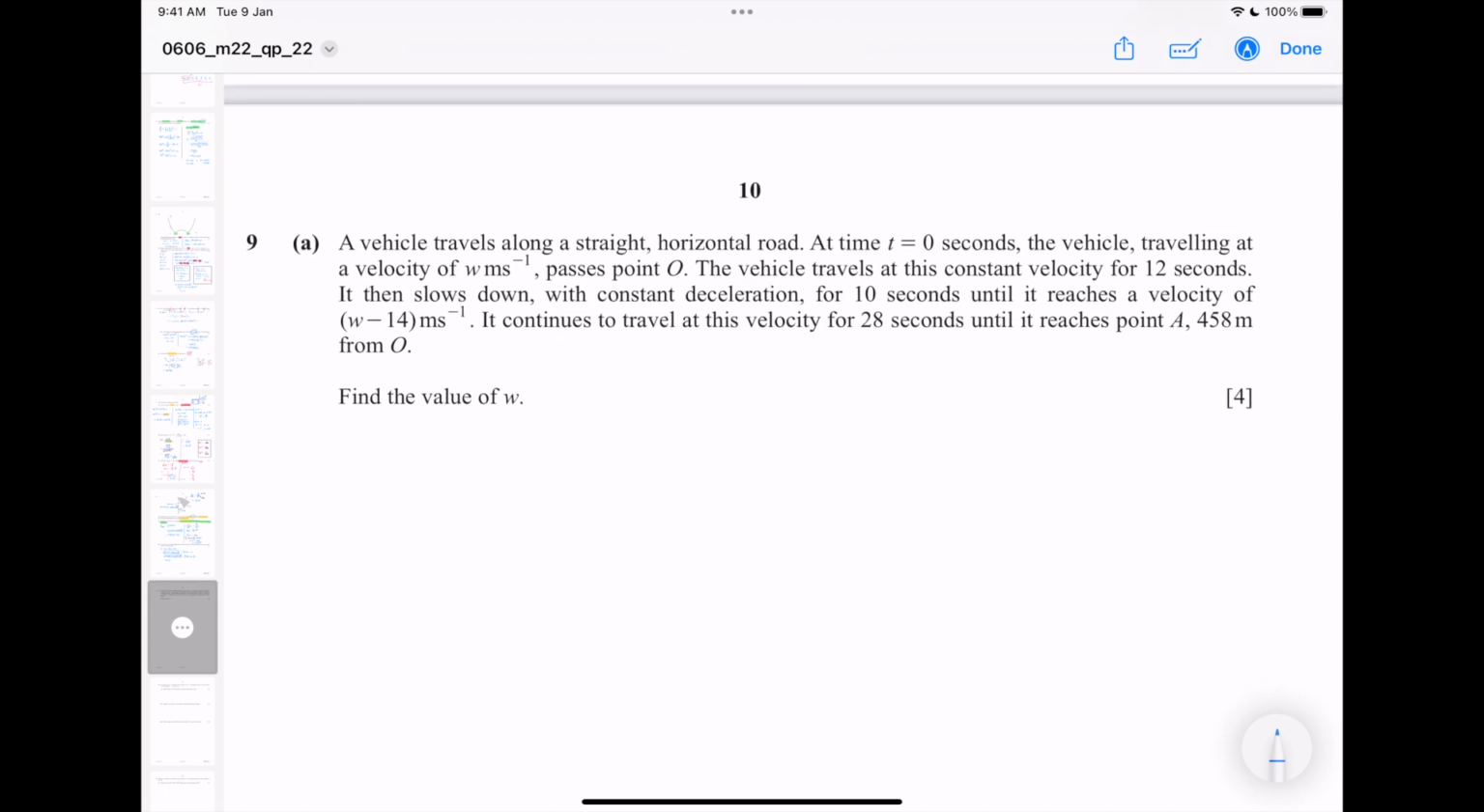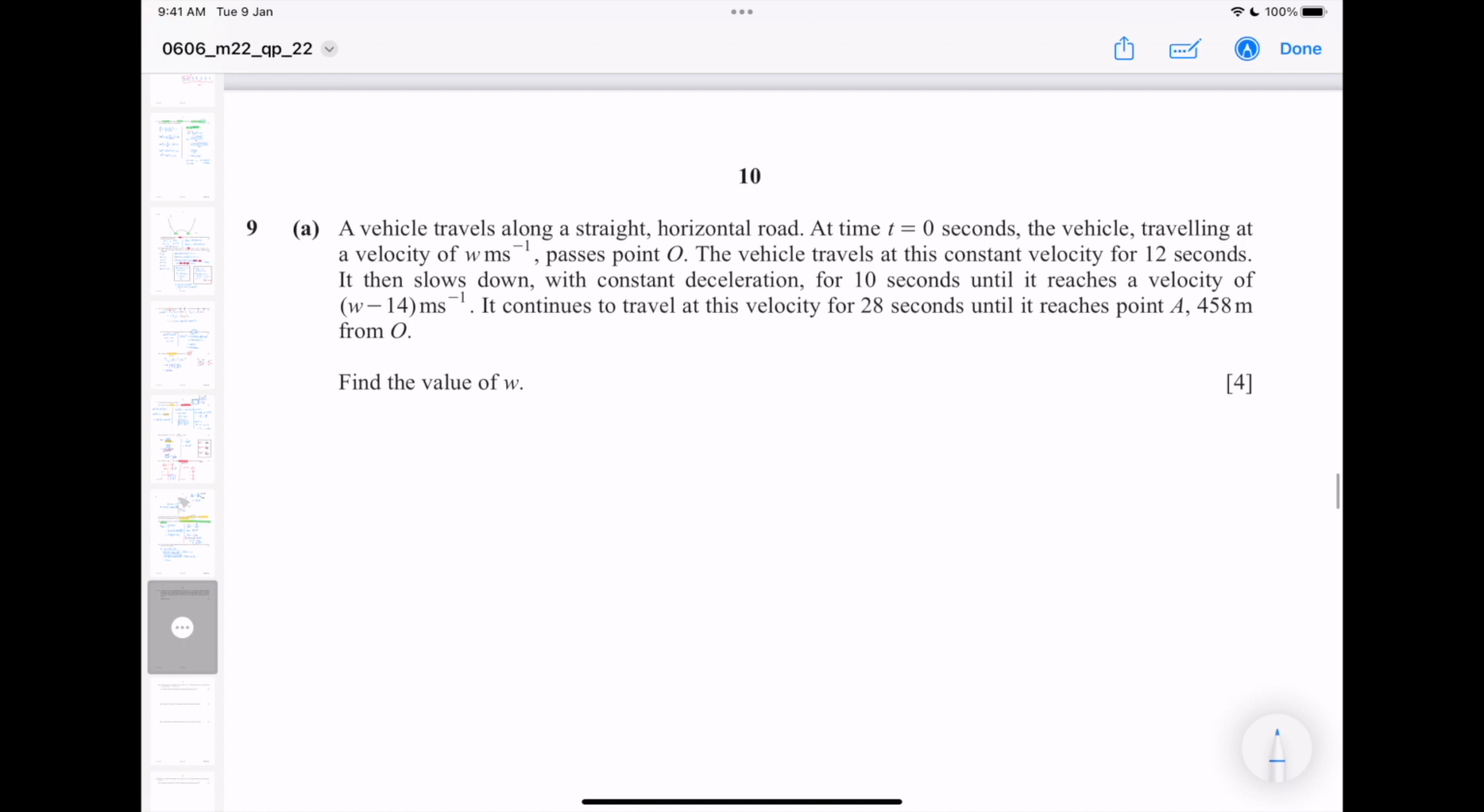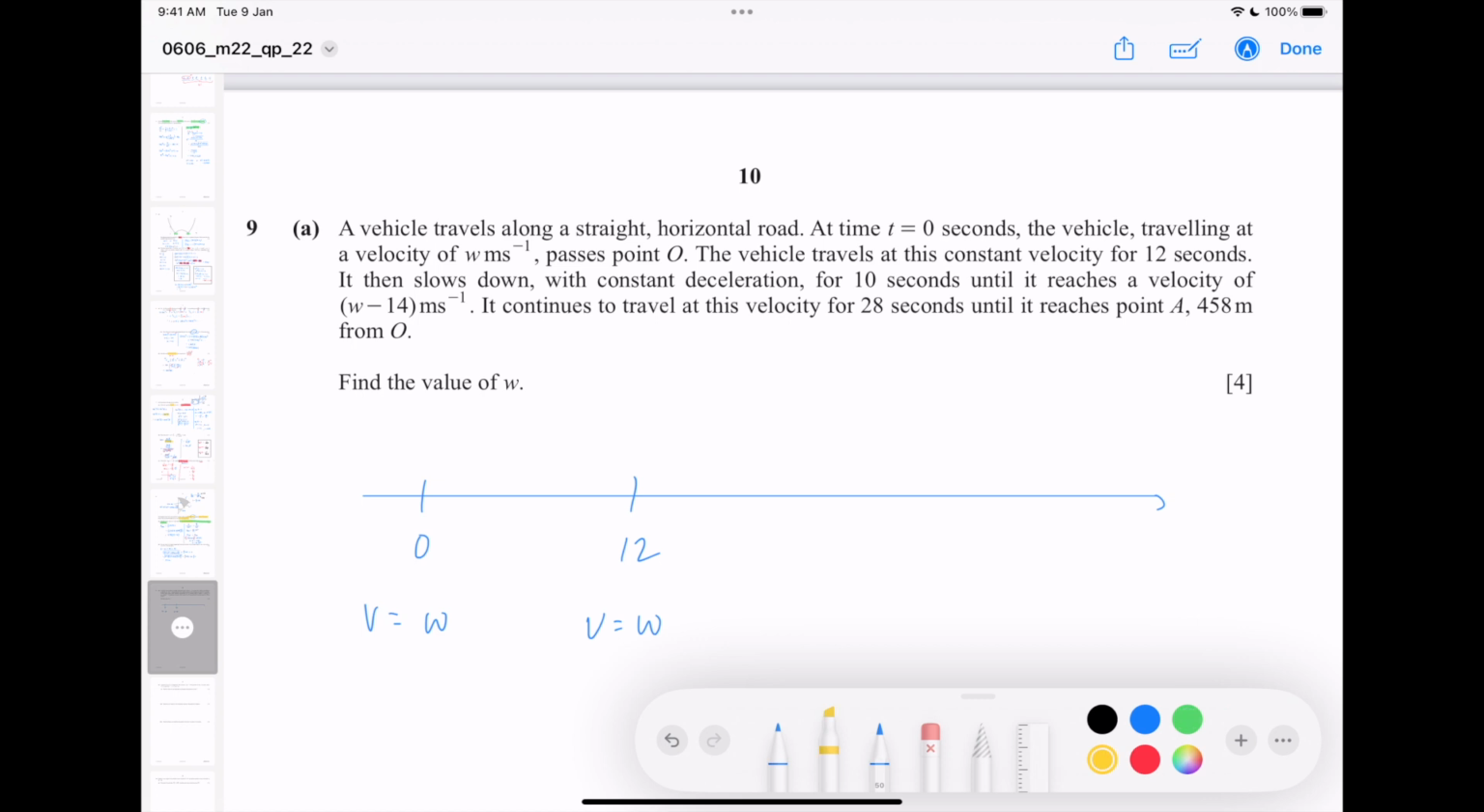A vehicle travels along a straight horizontal road. At time t equals 0 seconds, the vehicle, traveling at a velocity of W, passes point O. The vehicle travels at this constant velocity for 12 seconds, so velocity is still W. And then it slows down with constant deceleration. Whenever you see constant deceleration, the velocity keeps decreasing at a constant gradient, constant slope.